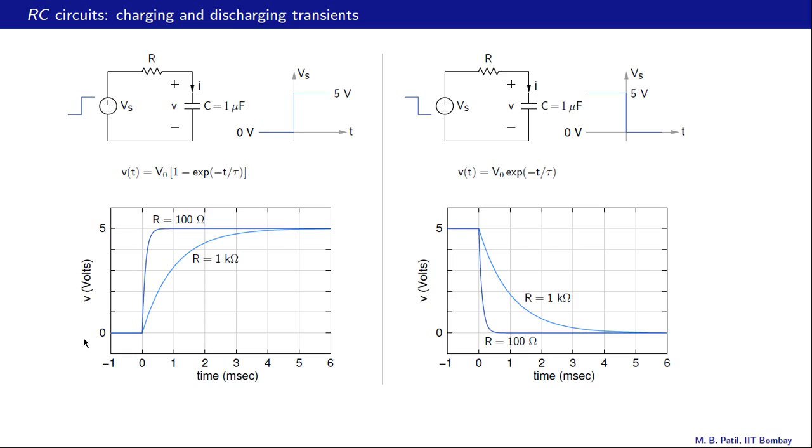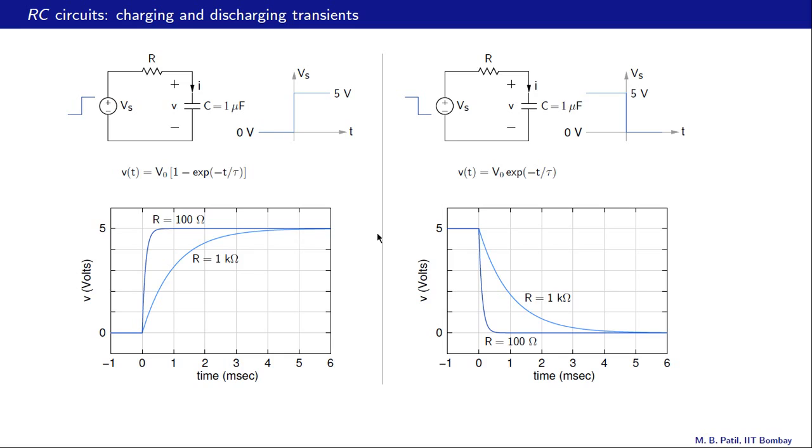And that is what we observe in this plot. This light blue curve corresponds to r equal to 1k. In the beginning, the capacitor voltage has been 0 volts for a long time. At t equal to 0, it starts rising towards 5 volts. And in about 5 milliseconds, this time point here, it reaches almost 5 volts and does not change after that.